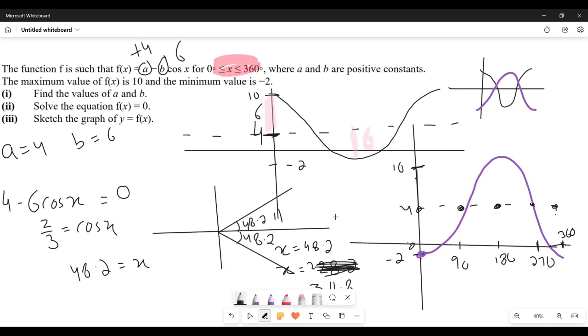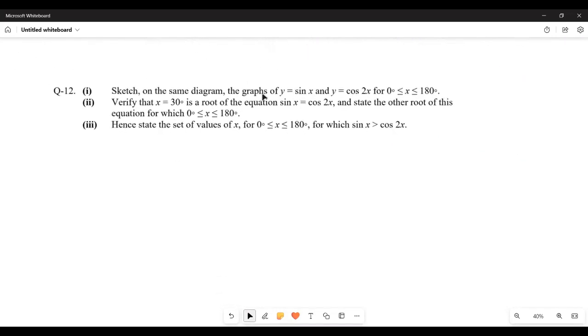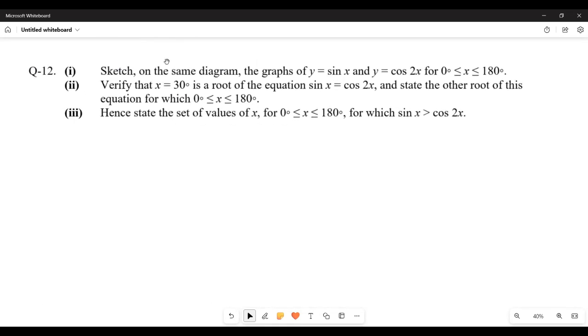Okay, question number 12. Sketch on the diagram the graph y equals sine x and y equals cos 2x for 0 to 180 degrees. Verify that x equals 30 degrees is the root of the equation sine x equals cos 2x.